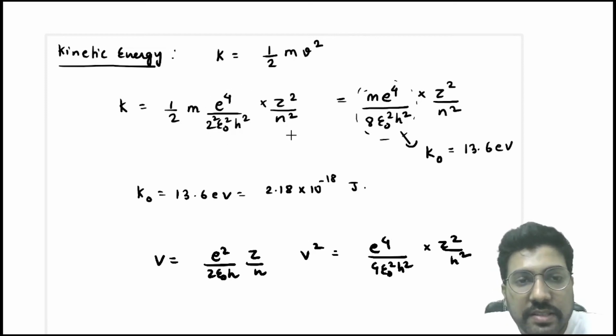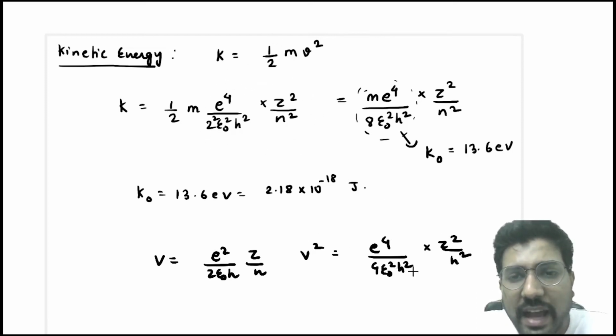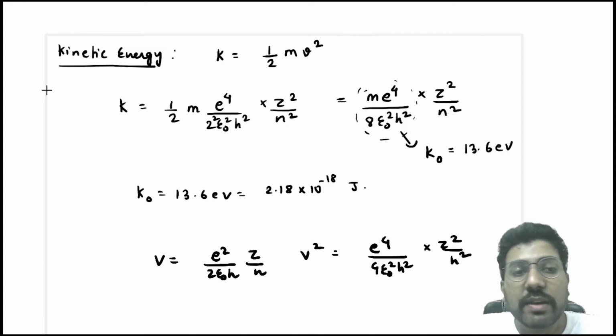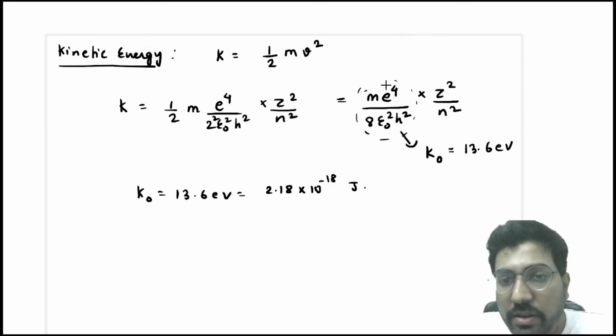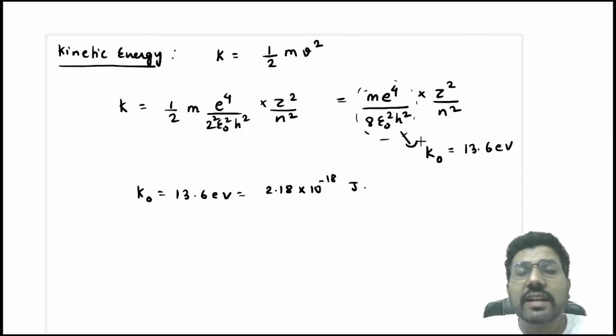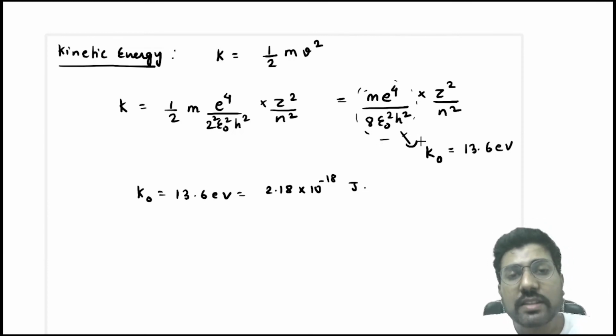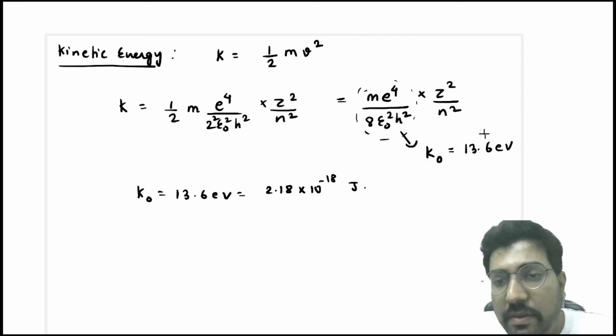So I've just written this here. And multiply this by half m, you will get the kinetic energy, and that will be equal to m e power 4 divided by 8 epsilon naught square h square into z square by n square. Okay, for kinetic energy, I want all of you to remember this K naught. Again this K naught is the kinetic energy of the electron in the first orbit of hydrogen atom. I want you to remember the value as well as this relation also, or at least this proportionality and this denominator coefficient term.